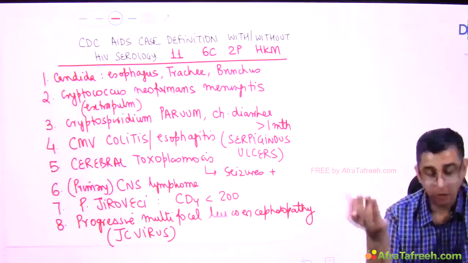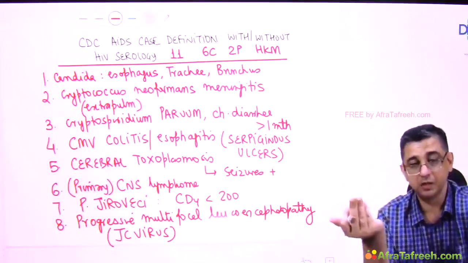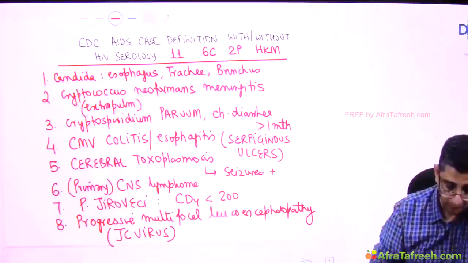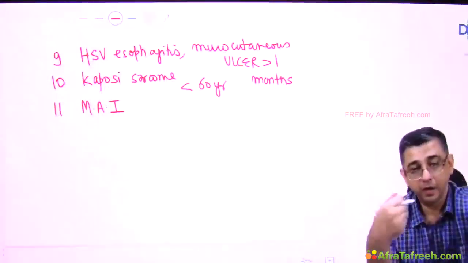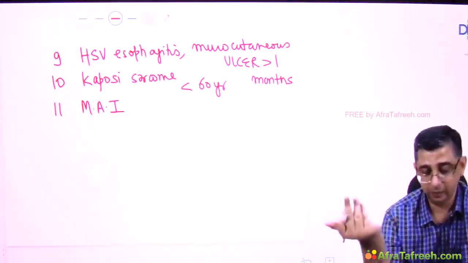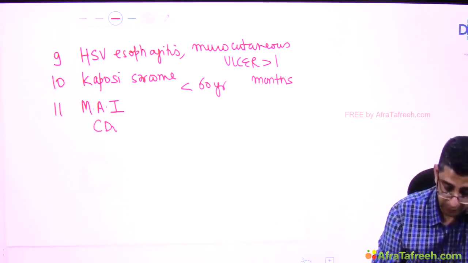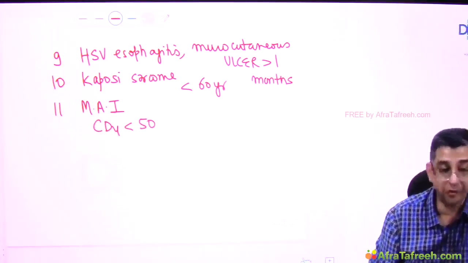Then there are 2 P's, jirovecii and progressive multifocal leukoencephalopathy, PML related to JC virus. The 3 more infections to be remembered are herpes, then esophagitis obviously, then Kaposi sarcoma and Mycobacterium avium intracellulare. MAI will commonly be seen when the CD4 count of the patient is less than 50.